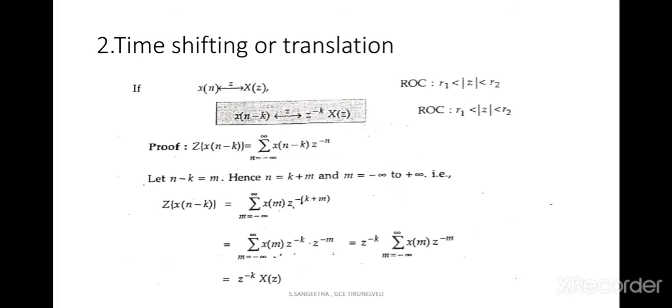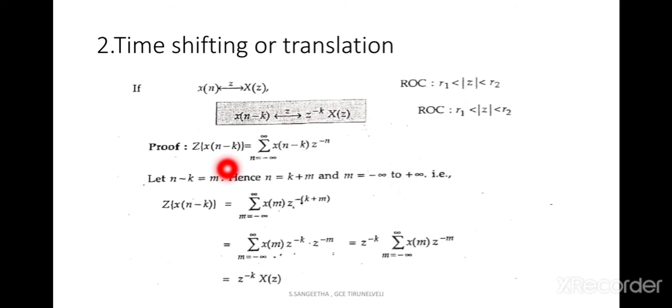So the next property will be time shifting or translation. If small x(n) has the Z transform capital X(z) with region of convergence lying between R1 to R2, then x(n minus k) will have the Z transform z to the power minus k X(z). So we have a proof.